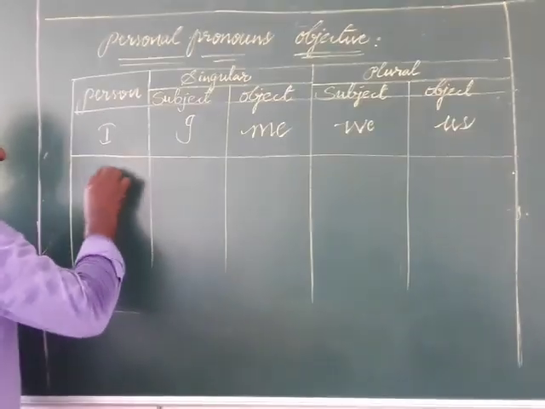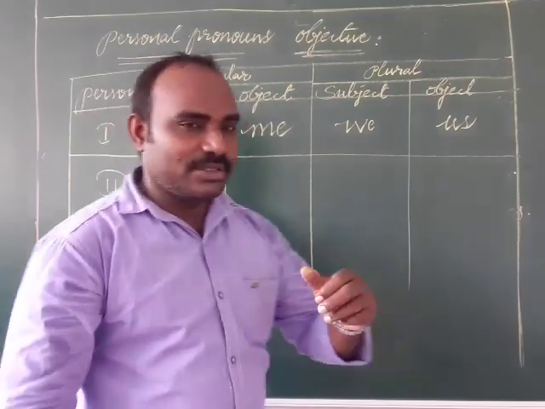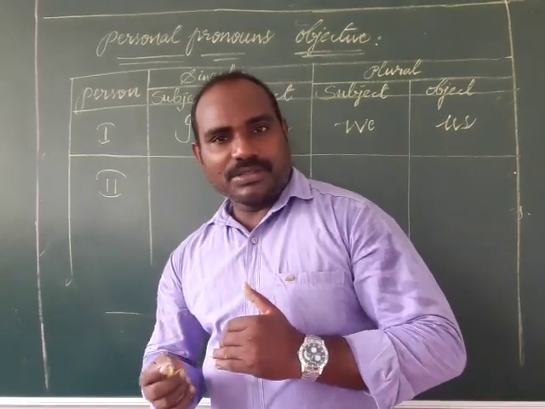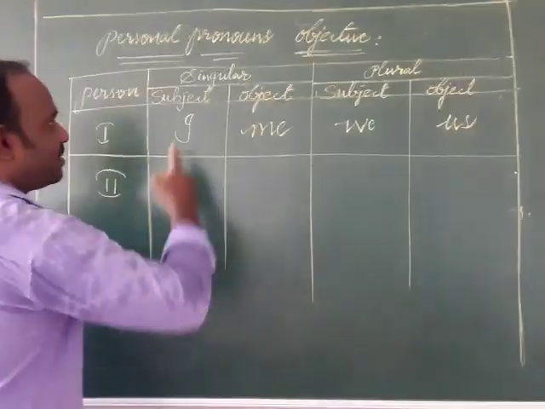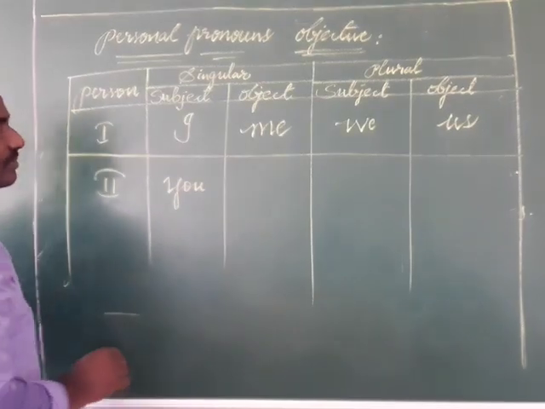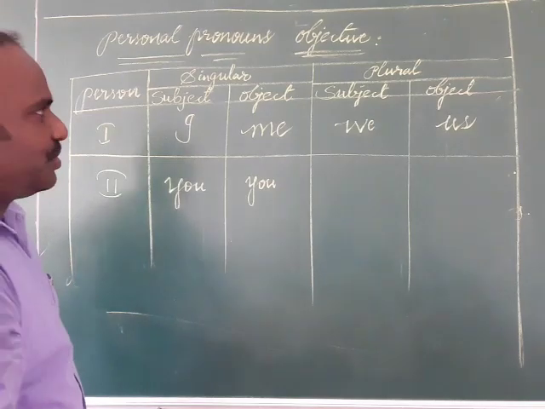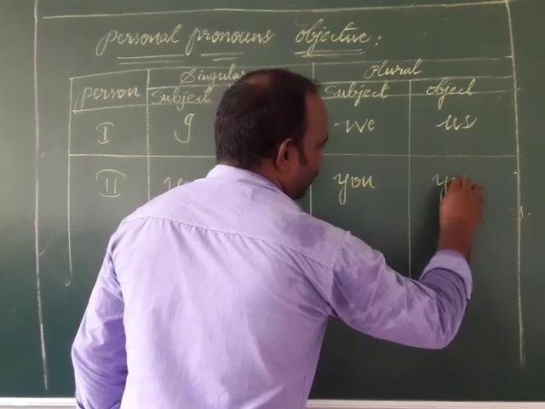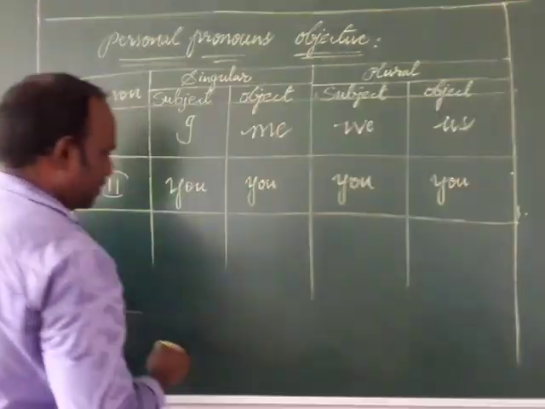Next, second person. See, first person means a speaker. Second person means the person with whom we are speaking to. Third person means here both the first person and second person are speaking about someone else. See, in second person, singular, you, object pronoun also you, no change. Plural also same, you, you.